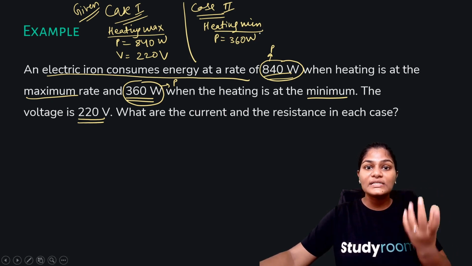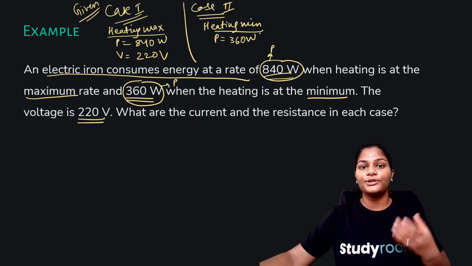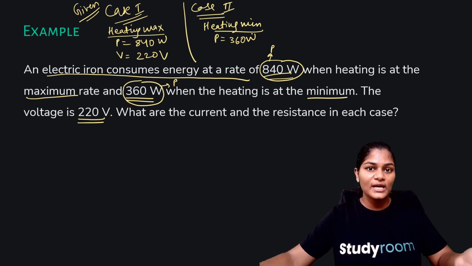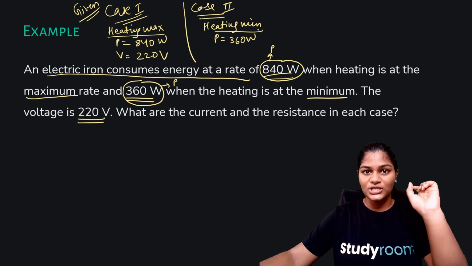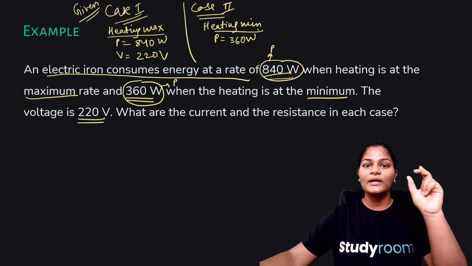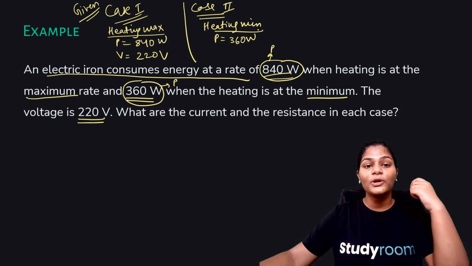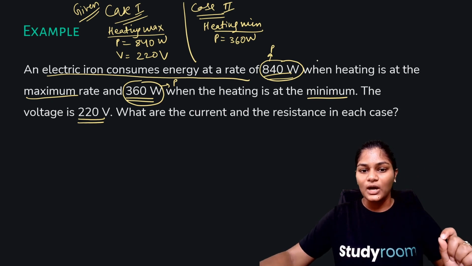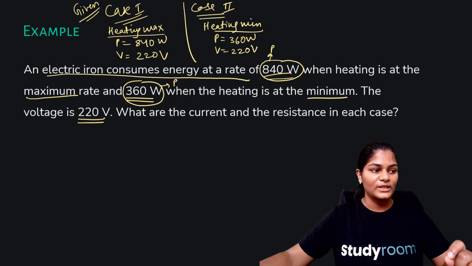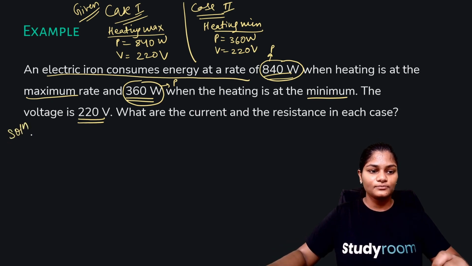So what did you learn new in this question? You learned that the consumption rate of energy, or the consumption rate of work, or work upon time, is known as power. So you need to pay attention to the use of words. It doesn't just say that the energy expended or consumed is 840. It says the energy is consumed or expended at the rate, so that means power. Now, what else is given here? V is given to you as 220 volts only. Okay, great. So now we'll solve this.